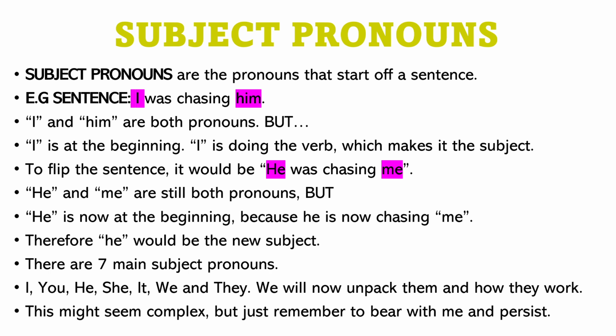If I was to flip that sentence above, I was chasing him, it would be he was chasing me, wasn't it? He and me are both still pronouns as before, but now in this new sentence where I'm saying he was chasing me, he is now the subject because it is at the beginning and it is doing the verb. I'm not chasing him anymore, he is chasing me, if that makes sense. So there are 7 main subject pronouns, and we're going to start with learning them. So I, you, he, she, it, we, and they are the 7 main subject pronouns. We'll go through and properly learn them now.